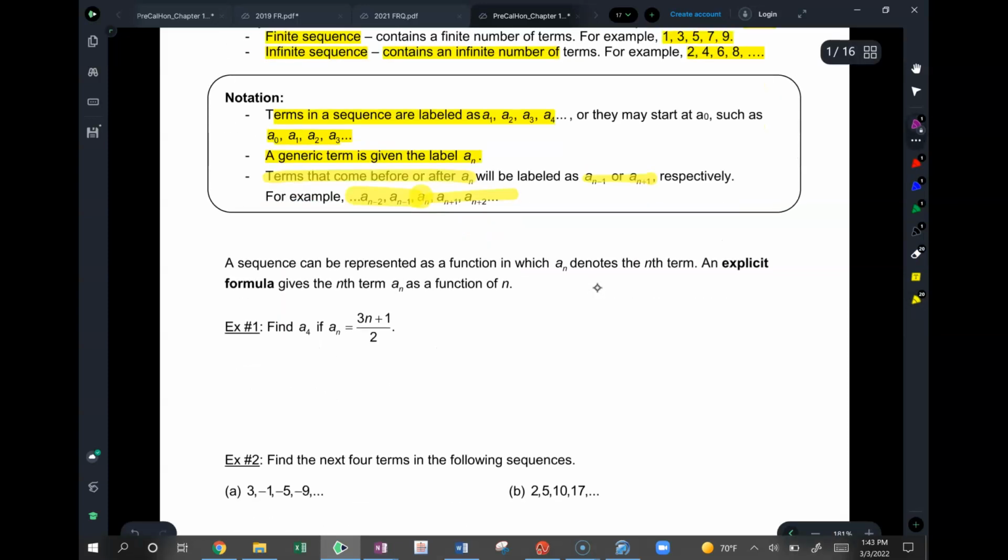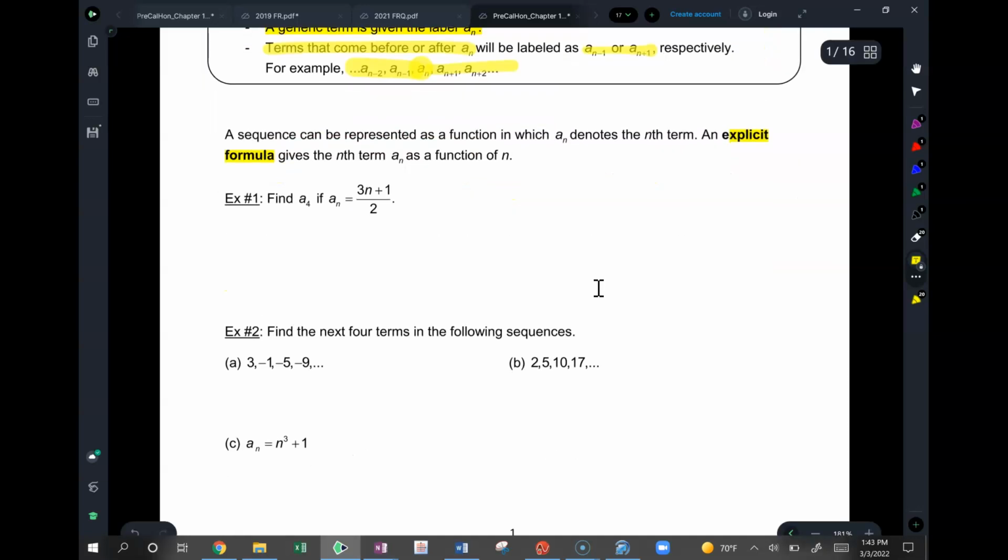A sequence, right, can be represented as a function. Now, an explicit formula gives you a recipe to generate all of the terms in the sequence. So for example, you have this mystery sequence. You want to find the first term, the second term, the third term, the fourth term. This function gives you a recipe to do that. So take a look at what this is. It says to find A sub 4 if A sub n is 3n plus 2.